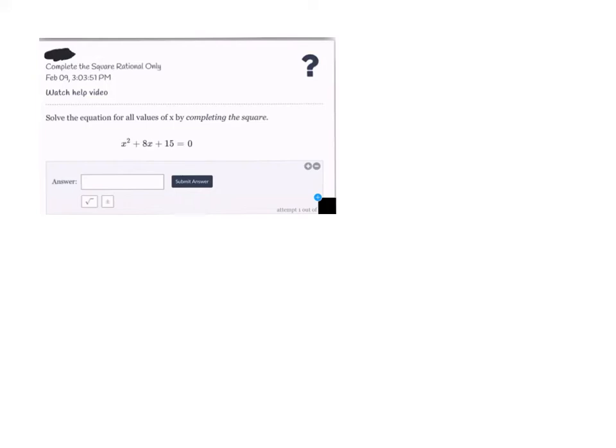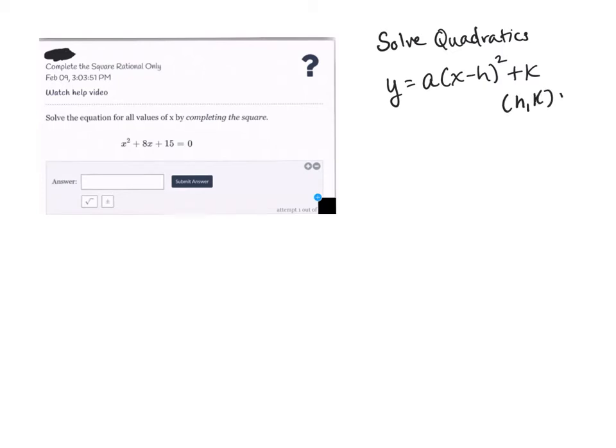Okay, so completing the square is a way that you can solve quadratics. And we want to get it into this form. So it's going to be y equals a times (x minus h) squared plus k. And the reason why we do that is because we can then graph (h, k) as the vertex. So if you have a parabola, it's going to be your starting point, kind of.